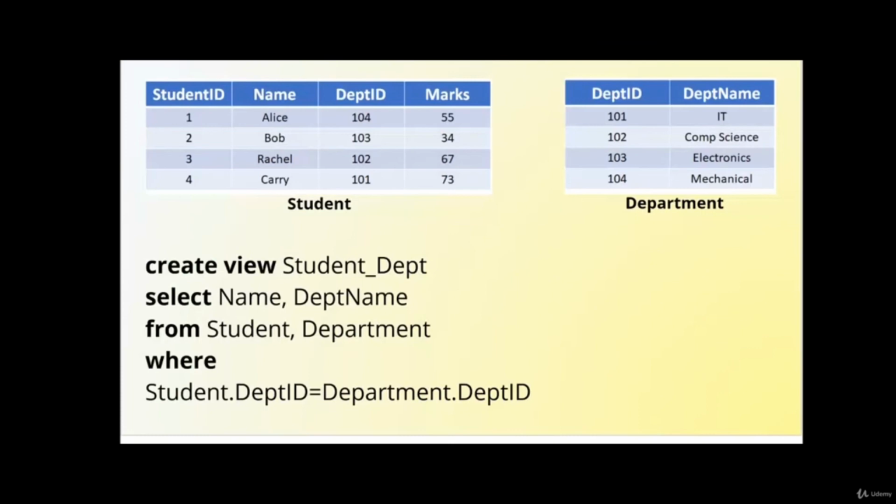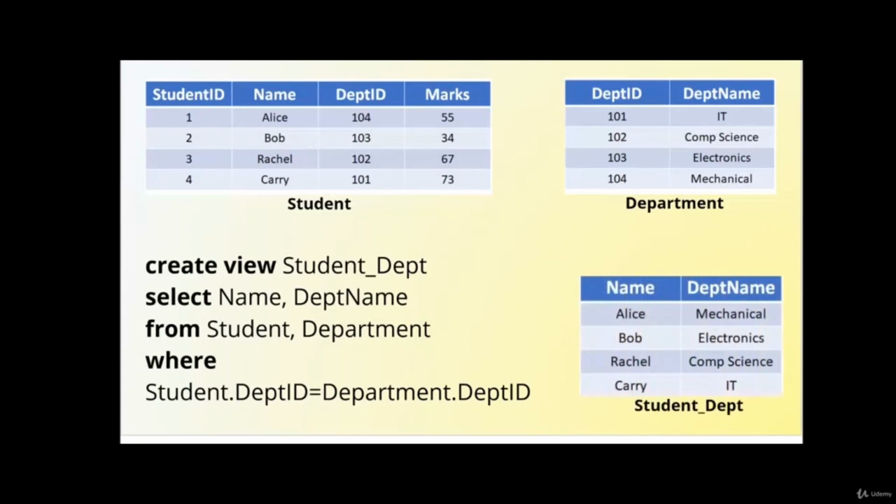So the query will be create view student_department, which is the name of the virtual table. Then select name and department name. These two are the columns that we want to see in our virtual table. From student, department, which are the original tables, where student.department_ID equals department.department_ID. This statement is very important. So you will have to write the name of the original tables first, then dot and the name of the common column.